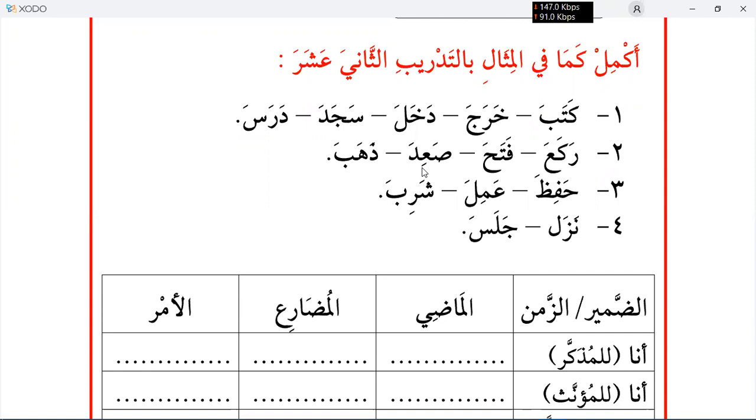Tas'adu. Okay. Tas'adu. They dual female: Tas'adani. Tas'adna. Yes, Tas'adna. Then you are climbing, masculine.